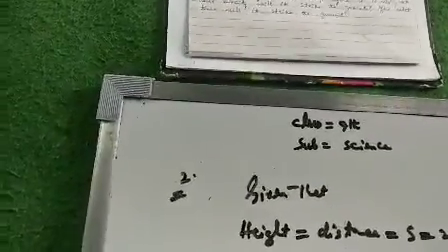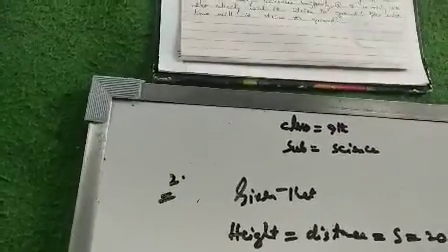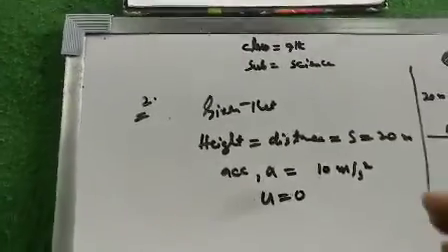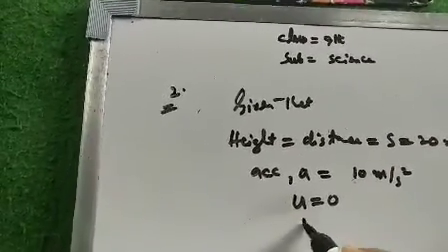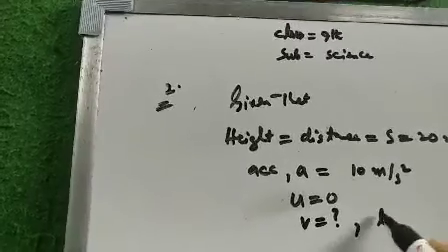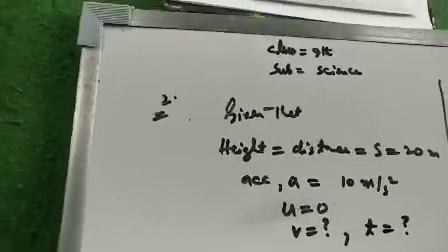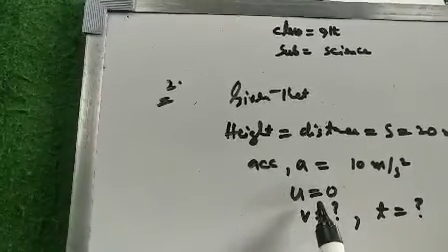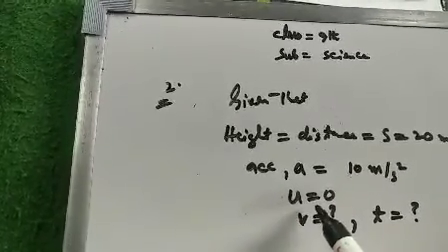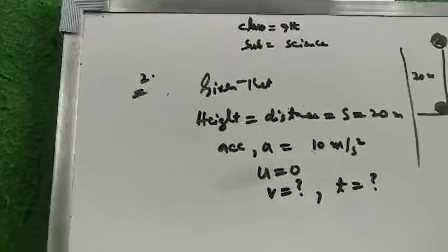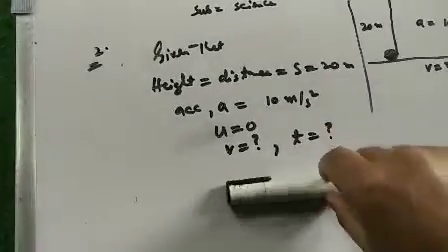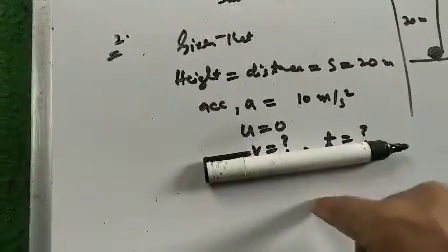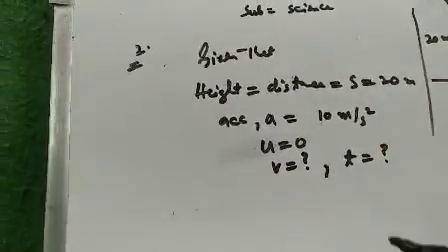Again time taken, time. Initial velocity is 0 because ball is dropped. v हमें निकालना है, also टाइम भी हमें निकालना है, टाइम कितना लगेगा. क्योंकि यहाँ initial velocity 0 क्यों आता है, because the ball is dropped from a height. In that case initial velocity is 0. Final velocity is the velocity with which it strikes the ground.